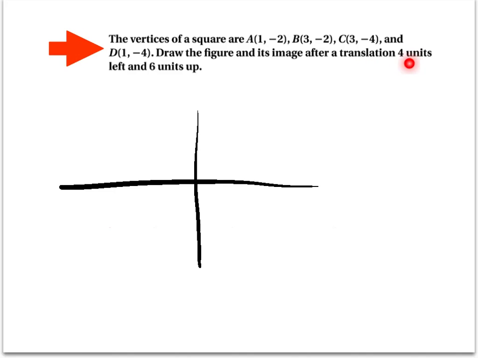Its translation is going to be 4 units to the left and 6 units up. So wherever this square is, you're going to draw the original one, and then you're going to move it 4 left, and then you're going to move it up. Wherever that ends up, I'm going to check A, B, C, D. And remember, your image is going to be A prime, B prime, C prime, and D prime.